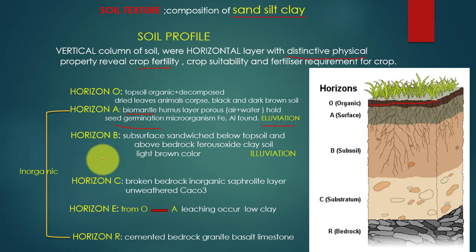Now horizon B, this is subsoil. This soil is known as horizon B, subsurface. It is a subsoil sandwiched below the topsoil and above the bedrock. As you can see here, it is sandwiched between the topsoil above and the bedrock below. Now it contains ferrous oxide. It is a clay soil. Clay soil is all about moisture content. It can retain moisture and has a light brown color. As you can see, light brown color.